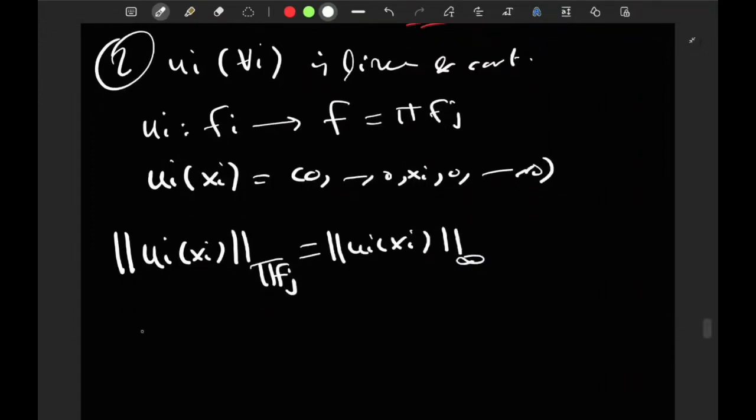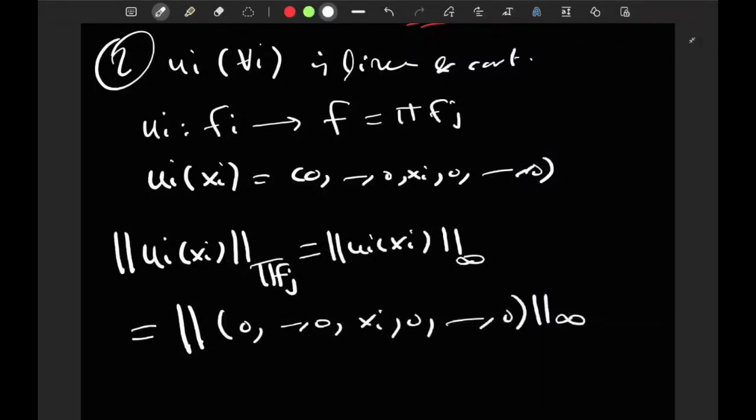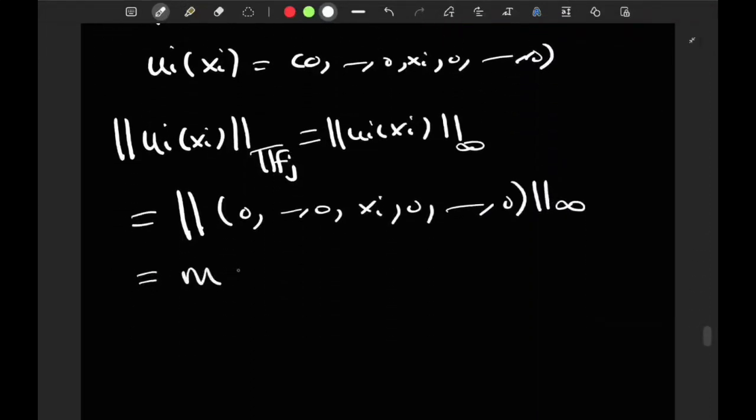Well, this is just the maximum between the components of ui of xi. So let me rewrite this. This is the norm of 0, 0, xi, 0, 0. Okay, max norm. So this is what? This is by definition the maximum.